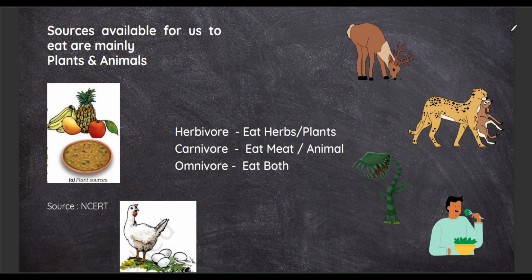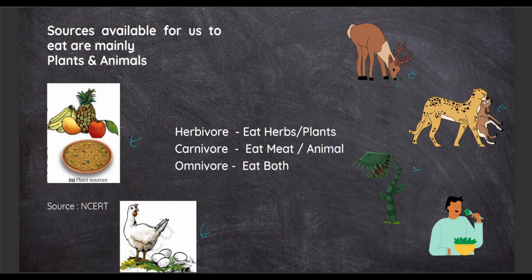sources available for us humans to eat are mainly plants and animals. These are some of the plant sources and these are some of the animal sources. What are herbivores? Herbivores वो है जो plants, herbs, छोटे पौधे जो herbs होते हैं and normal plants खाते हैं. Carnivores are those who eat meat or animals. This deer is eating grass, so it is a herbivore. This animal is eating another animal, so it is a carnivore.